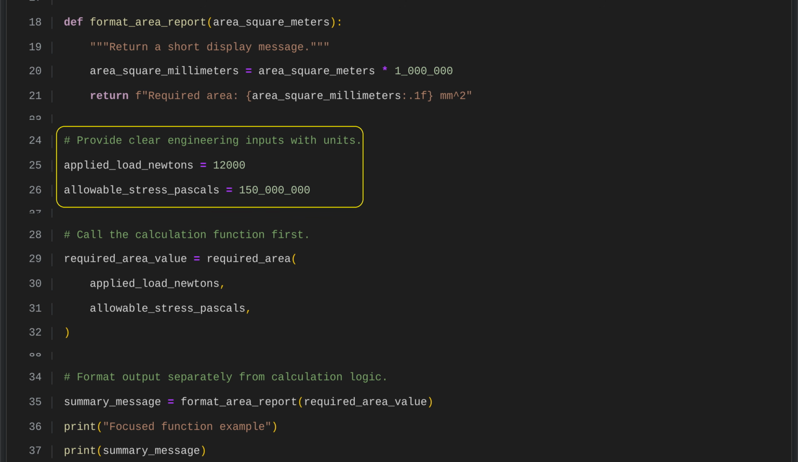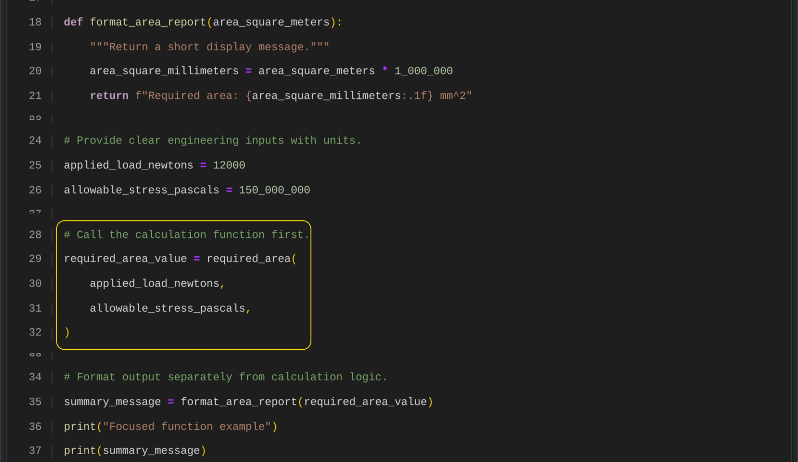The applied load is set to 12,000 newtons, representing the force the material must carry. The allowable stress is 150 million pascals, which is the maximum stress the material can safely withstand. Together, these values are used to determine the required area so the material supports the load without exceeding its stress limit.